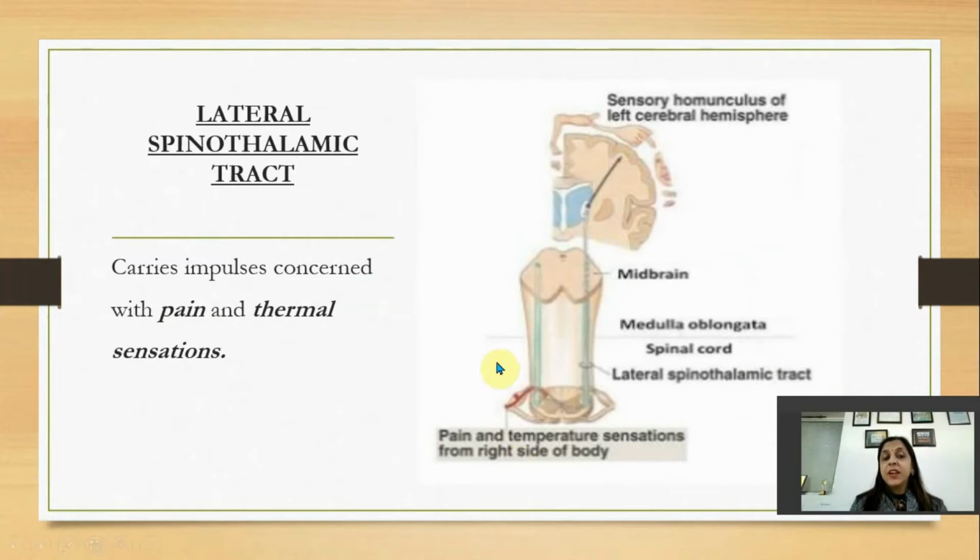As shown in the diagram, the lateral spinothalamic tract carries impulses of pain and temperature sensations from one side of the body. The first order neuron originates from the dorsal root ganglia of the spinal cord, and then they ascend towards the medulla oblongata and the midbrain, which are parts of the brainstem. Then they carry sensations to the thalamus, which is responsible for temperature, and here they give information in the form of different projections to the sensory homunculus of the cerebral hemisphere.